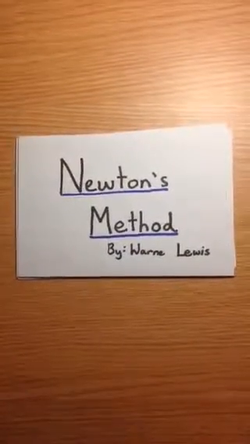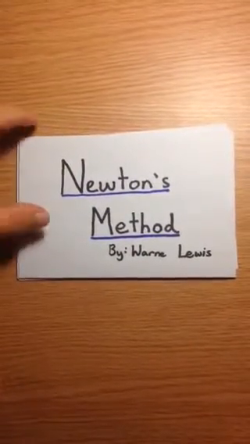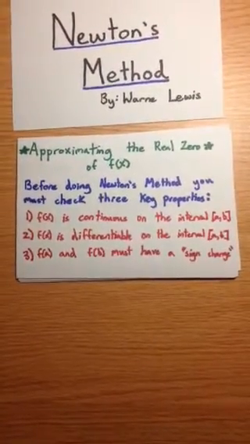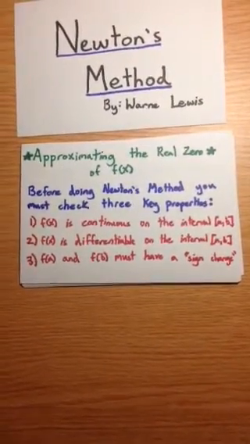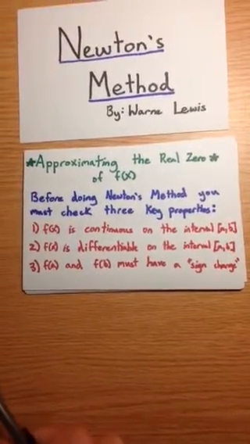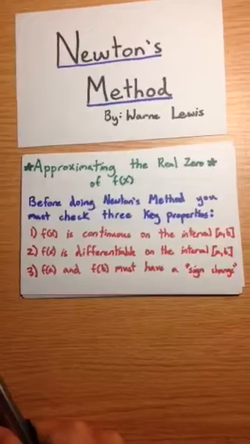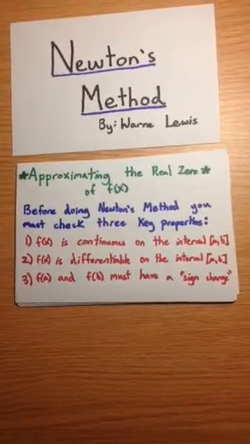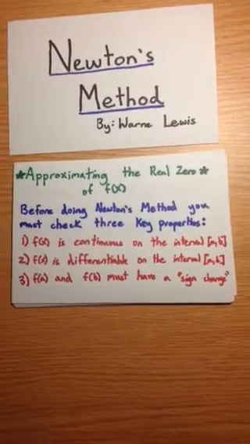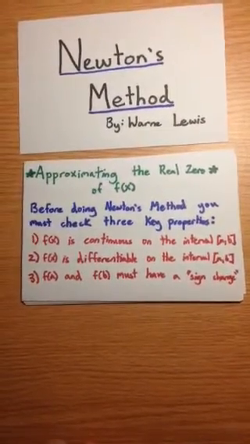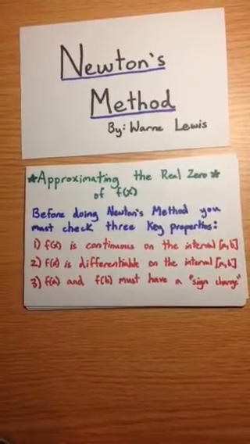In this video, I'll be teaching you about Newton's method. Now, Newton's method is basically approximating the real zero of f of x. This is essentially finding the x-intercepts in the graph. This is normally used in your calculator, and this is the formula that it goes through to figure out these zeros.